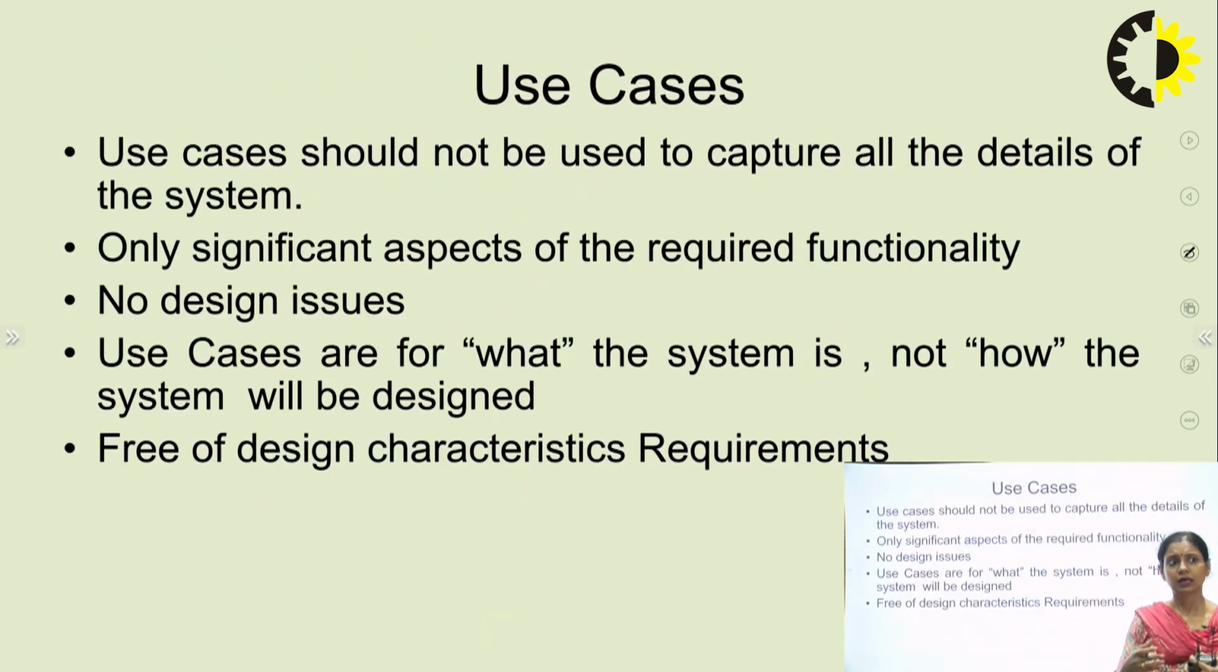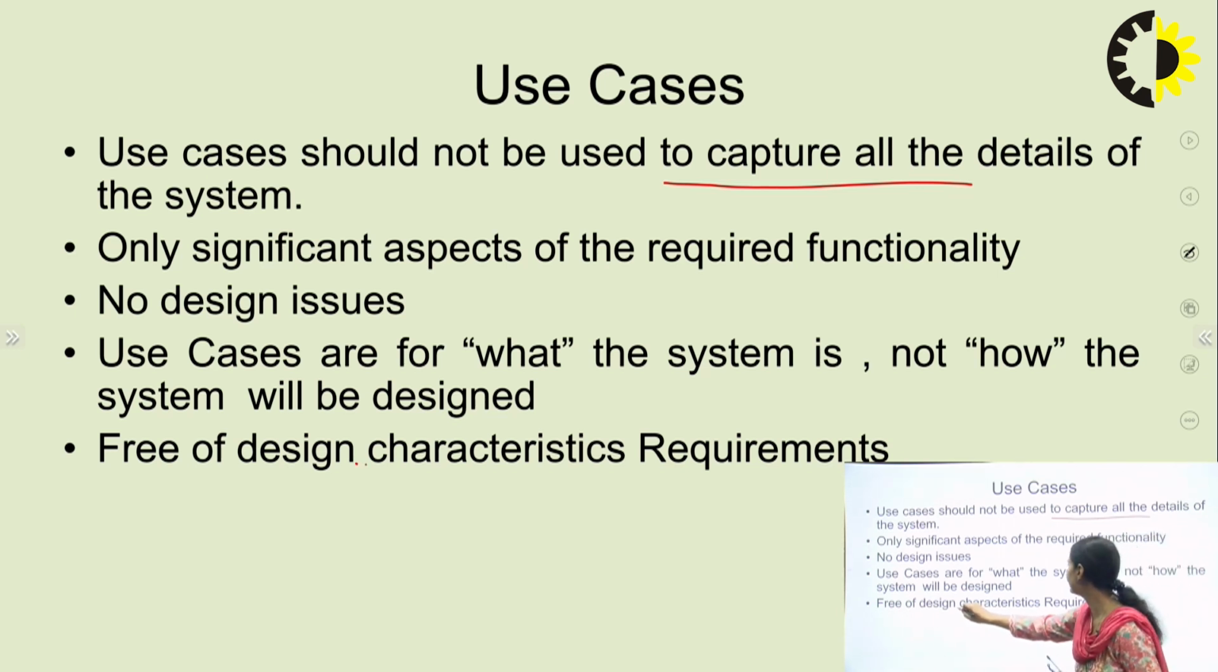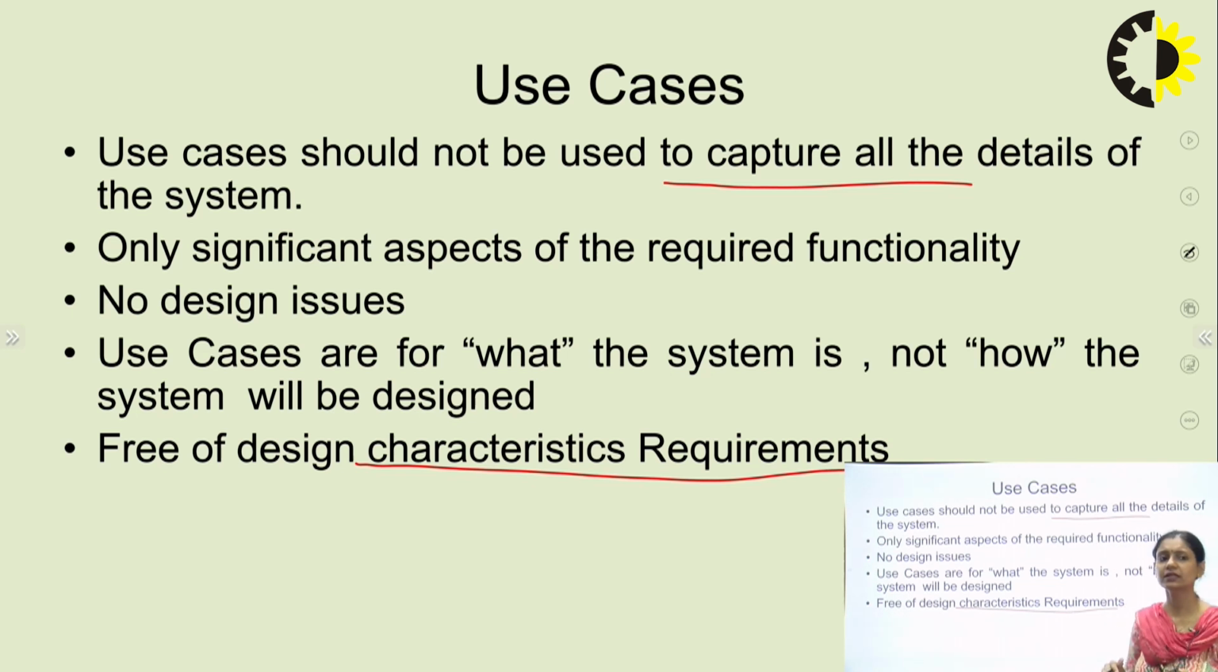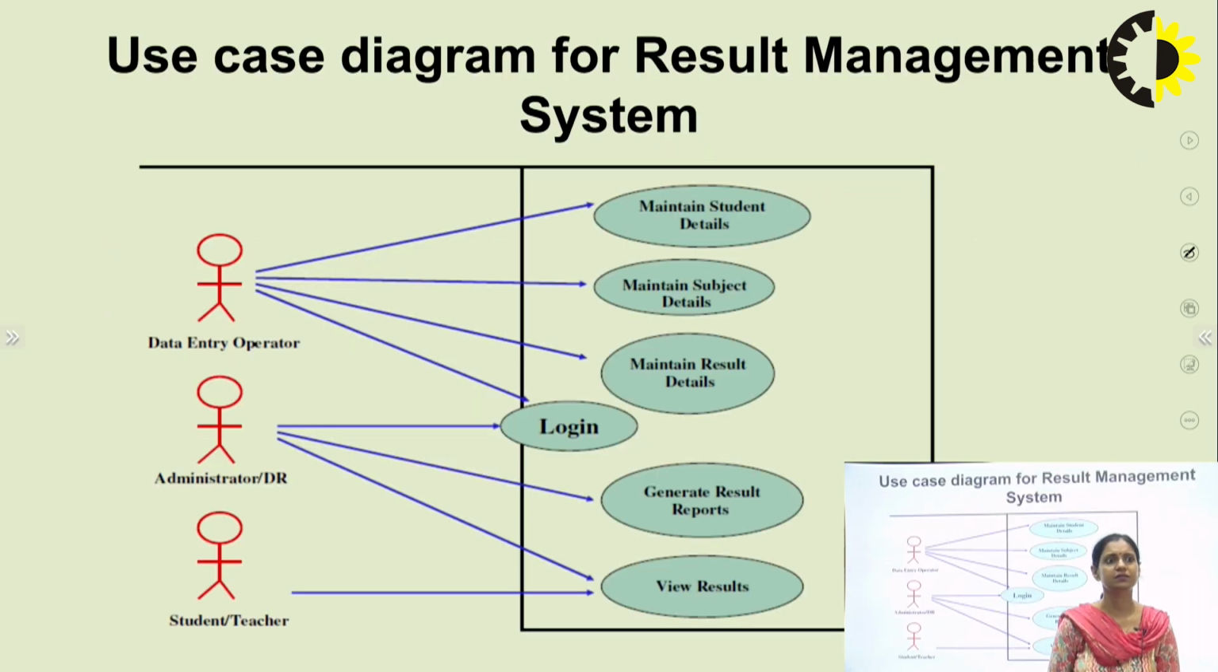So, a little bit detailed: use cases should not be used to capture all the details of the system, only the specific, important details are captured. They are free of design characteristics and requirements. We don't go into details, we just talk about what the system is and how the things will be done, how the people, or the actors, will be interacting with the system.